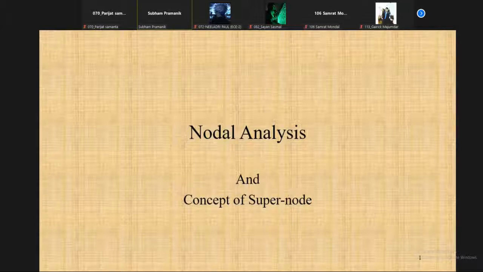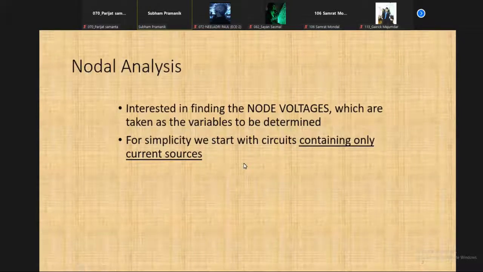Then what you need to do, first you have to identify the node. So why is node analysis used? As we have seen in mesh analysis, we identify the meshes, then we denote the currents, and using mesh analysis we find those unknown currents. Similarly, in node analysis, we are interested in the unknown node voltages.